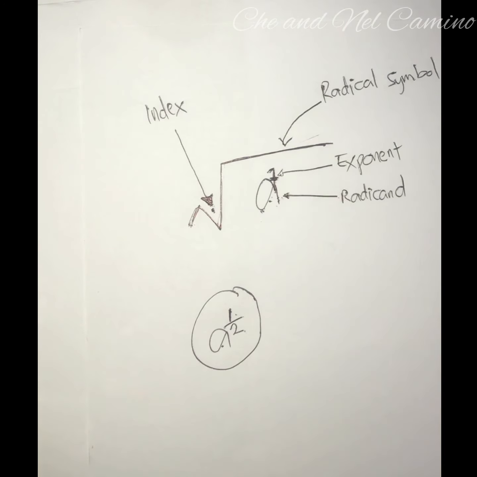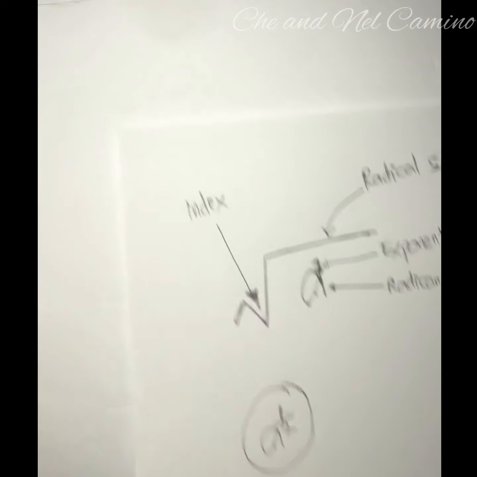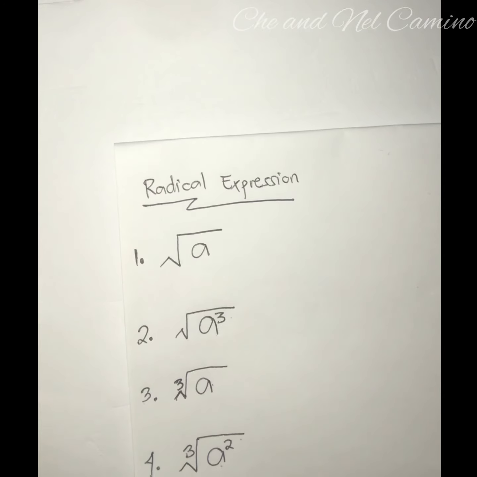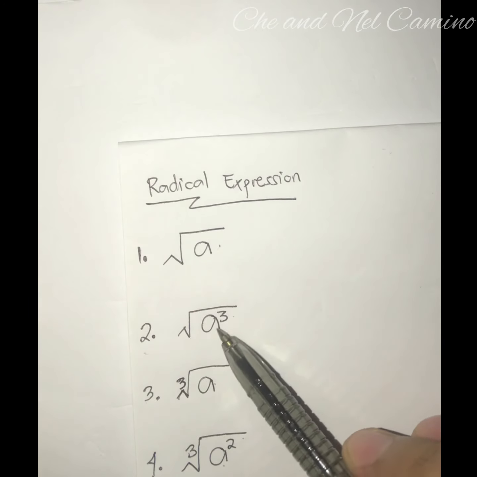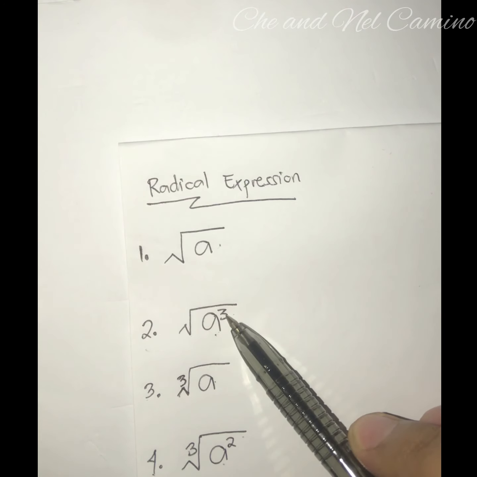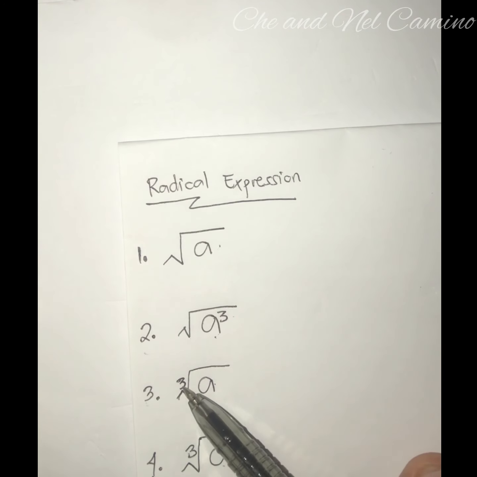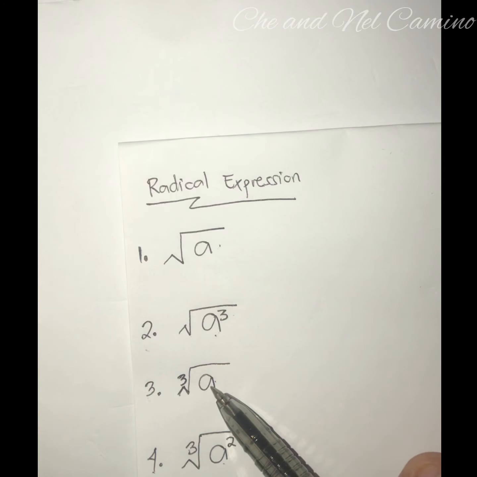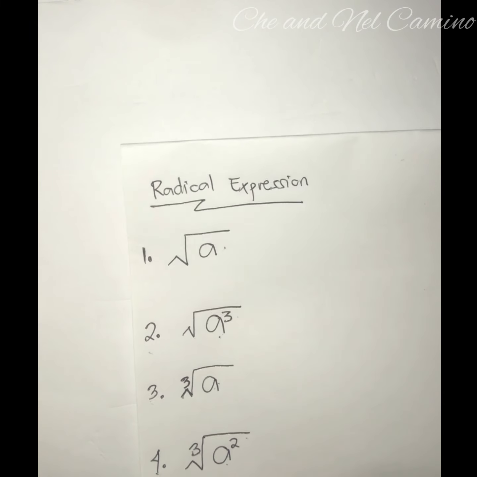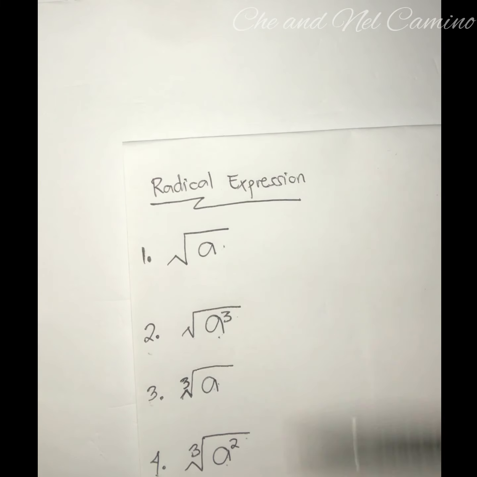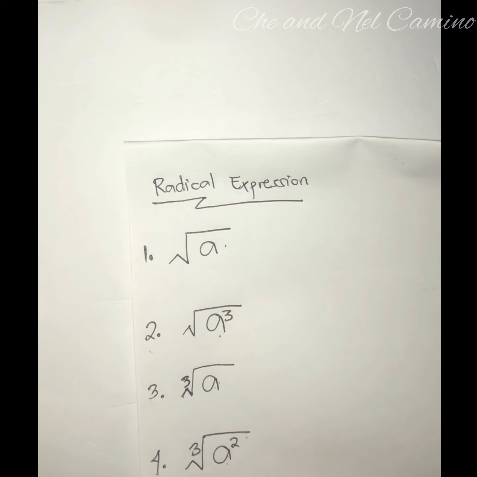So it's easy. Let me give you another set of examples. So let's say, for example, we have here the radical expressions. 1 square root of a, 2 square root of a to the power of 3, 3 cube root of a, 4 cube root of a to the power of 2. So at this point of time, we are going to transform everything here into exponential expression. So let's move forward.